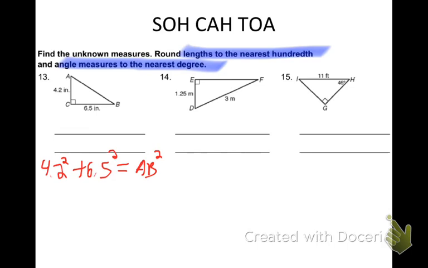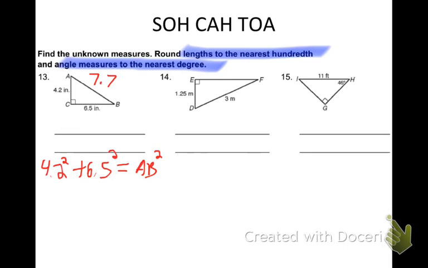Did you take the square root? What'd you get? No, that's wrong. The correct hypotenuse is what, Troy? 7.7. Nice job. Now, using this information, I need to now find one of the angles.